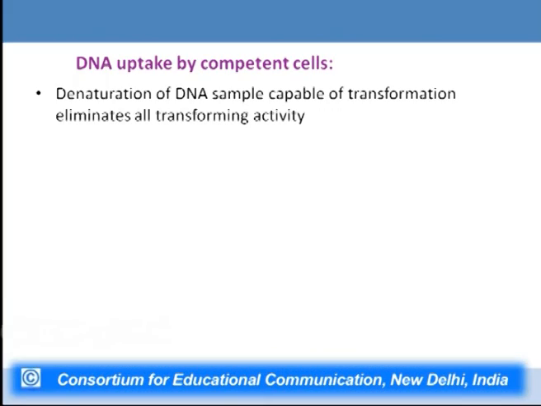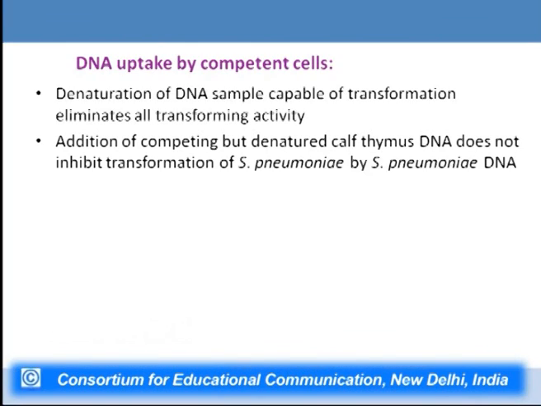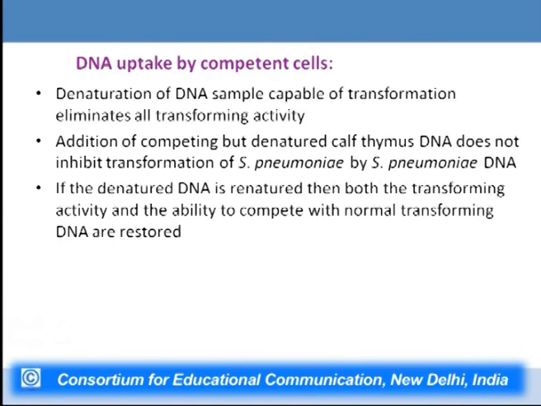Now, denaturation of a DNA sample capable of transformation eliminates all the transforming activity. That means DNA is required to be present in double stranded form. If we denature the DNA into single strands, it won't be uptaken by the bacterial cell. Addition of competing but denatured calf thymus DNA does not inhibit transformation. This suggests that even the single stranded calf thymus DNA is not binding to the receptors present on the bacterial cell. However, if the denatured DNA is renatured, then both the transforming activity and the ability to compete with normal transforming DNA are restored. So, it underlines the fact that the DNA has to be present in double stranded form.